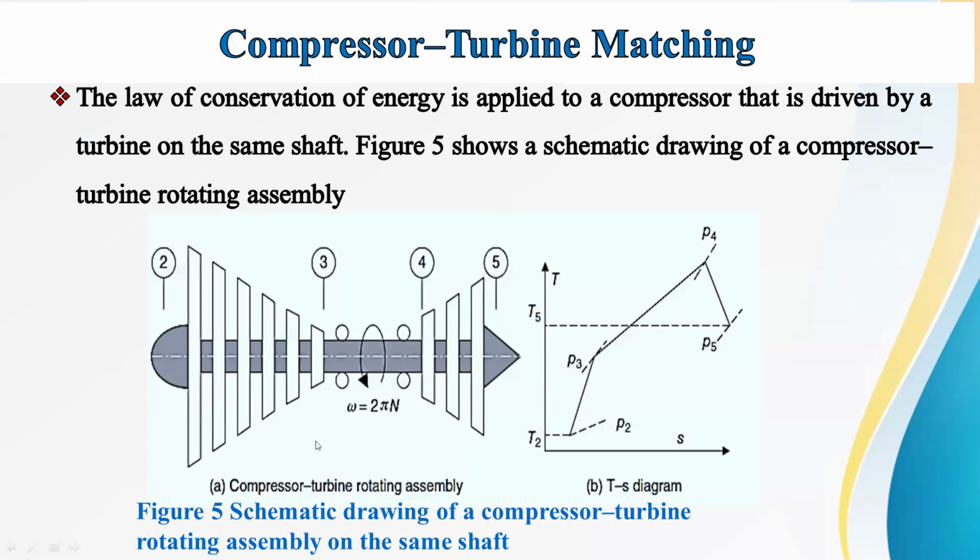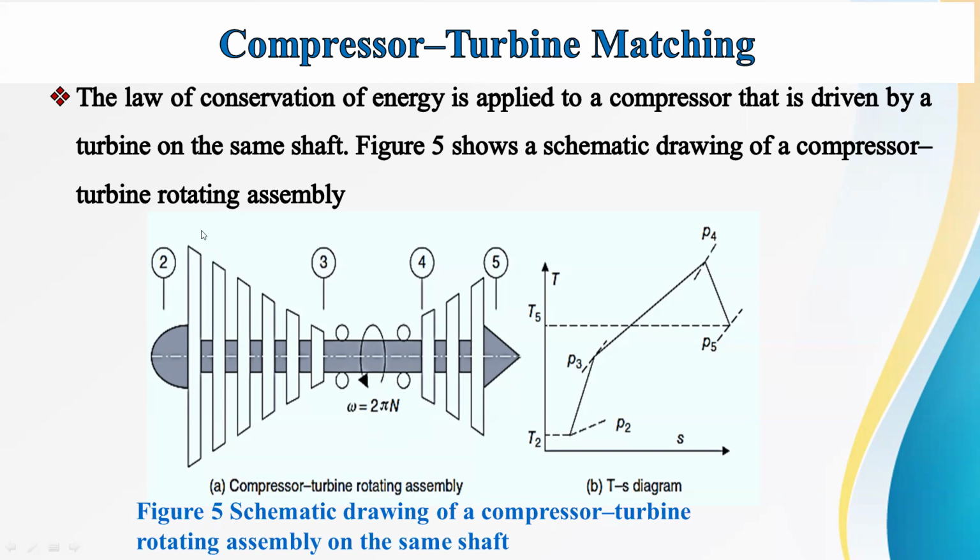So this is the compressor and this is the turbine, and both of them are connected with a common shaft. Look, this is the shaft, and that shaft is rotating with 2 pi N, that is rad per second, where N is in RPM, revolutions per minute. So this is the compressor, turbine, rotating assembly.